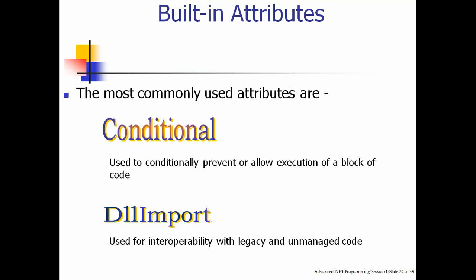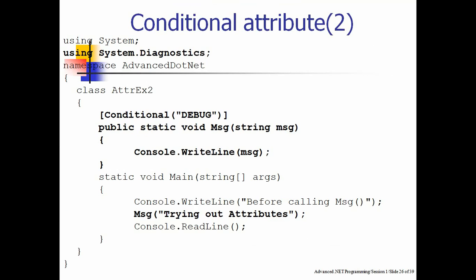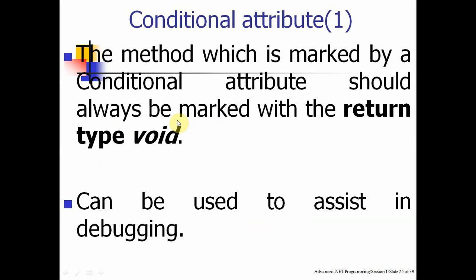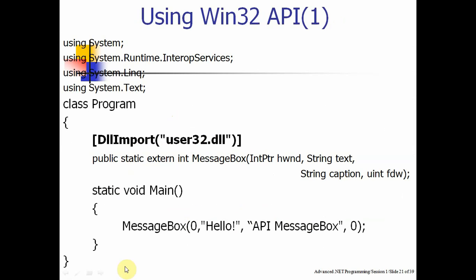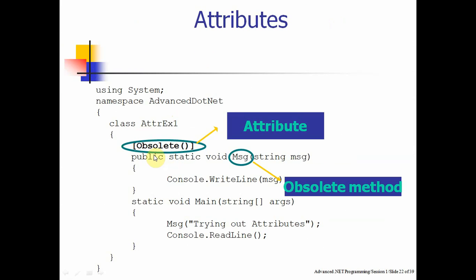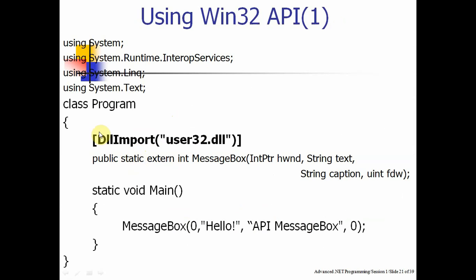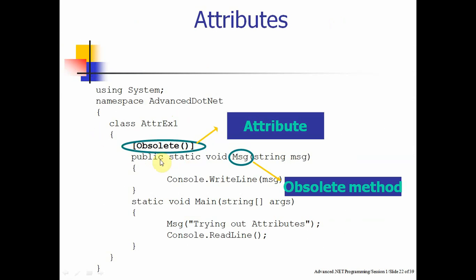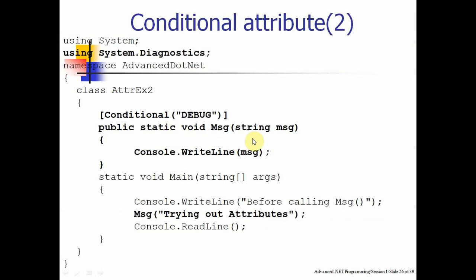First, explaining this conditional attribute, I am showing you one example. In this example we have the attribute which is conditional. We always write the attribute inside square brackets, and we write Conditional and then Debug. We have written Debug here. Debug is the condition. In the previous case we had the DLL import attribute and the obsolete attribute. DLL import is also placed inside square brackets, and the obsolete attribute is also placed inside square brackets. In the same way we place this conditional attribute inside the square brackets.